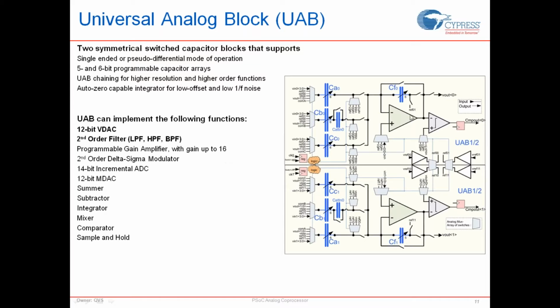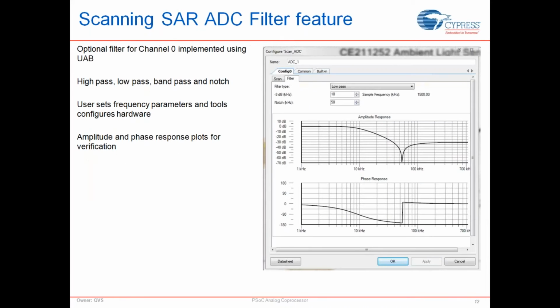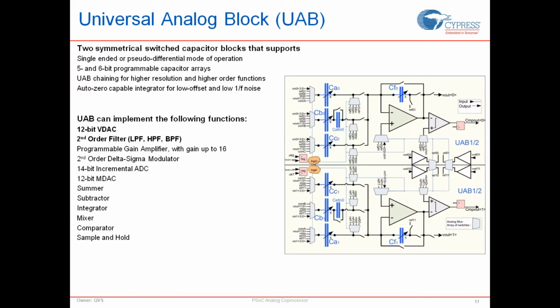You could build sample and hold circuits, which is equivalent. The whole system is a sampler-based system, so you could build sample and hold circuits with it. So those are the different use cases of the UAV. We will have the VDAC and the second-order filter as components at this point with the creator. The rest of the functionalities are being built as we speak. We should have those components coming out earlier part of next year.